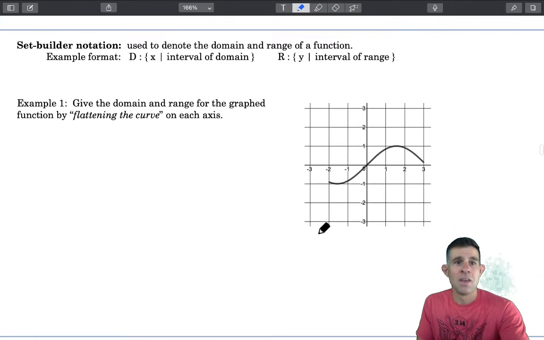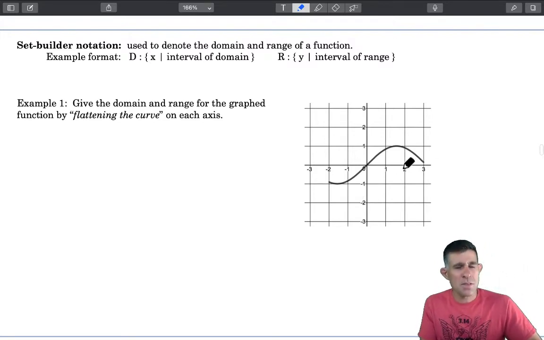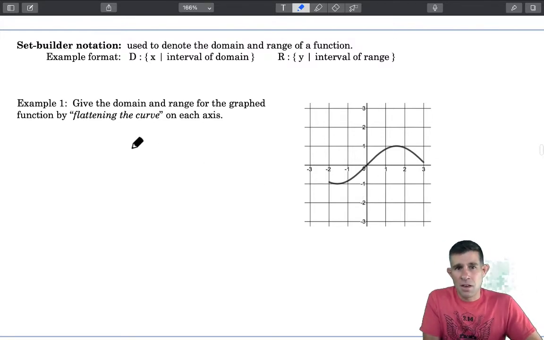All right. Again, here's our set builder notation. Let's get a little practice now using this function, which looks very similar to the picture that we saw just a few slides ago. We want to give the domain and the range for the graphed function by flattening the curve on each axis. So let's start off with our domain.